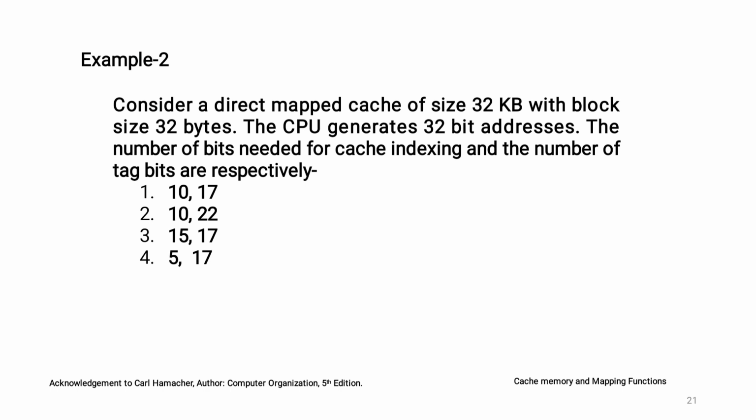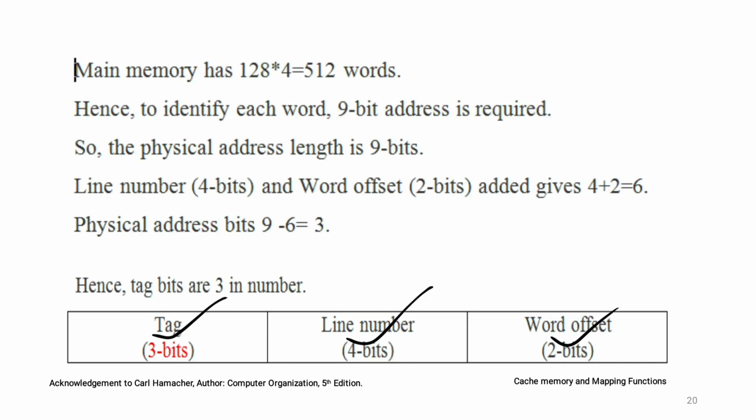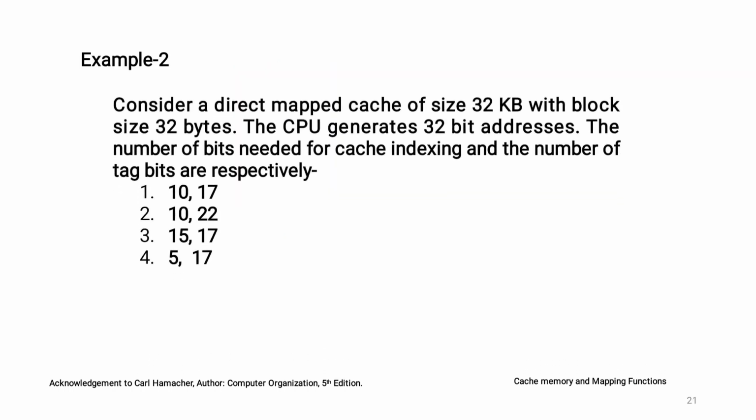That is the number of lines or blocks in cache. 1K means 1024, that is 2 raised to 10, 10 bits. So 10 bits are taken to represent line number here. In each block of 32 bytes, to identify any one byte, 5 bits are required. 5 bits are reserved for word offset. 10 bits for line number, then 5 bits for word offset. Right? This much we can do till here.